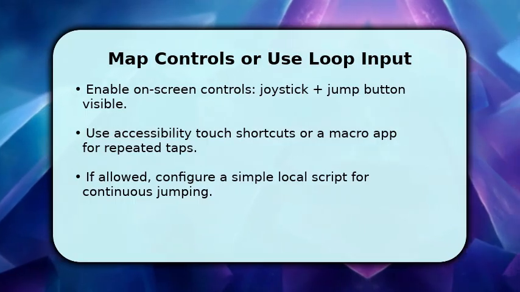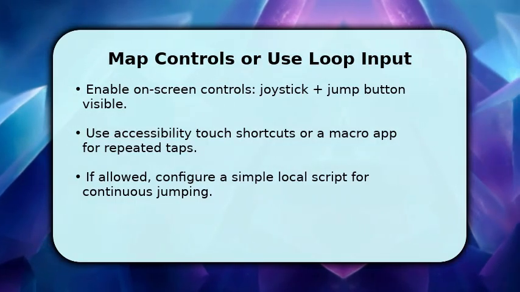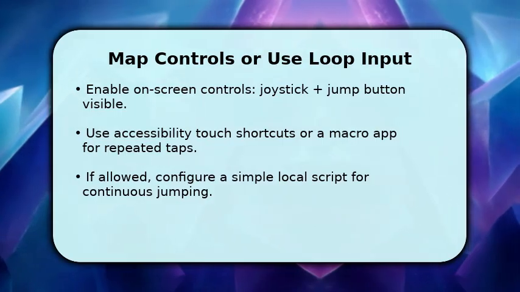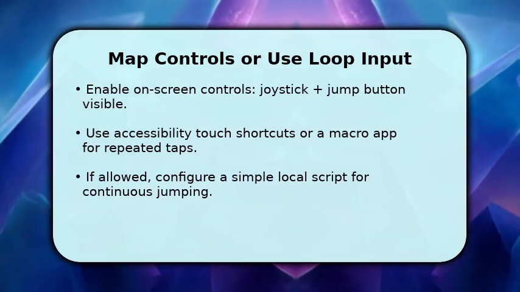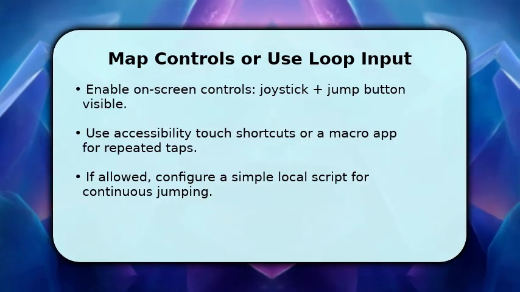If you're in a Roblox place you can edit, add a short local script that triggers humanoid change state or humanoid.Jump equals true on a loop. This makes jumping consistent and less error-prone.